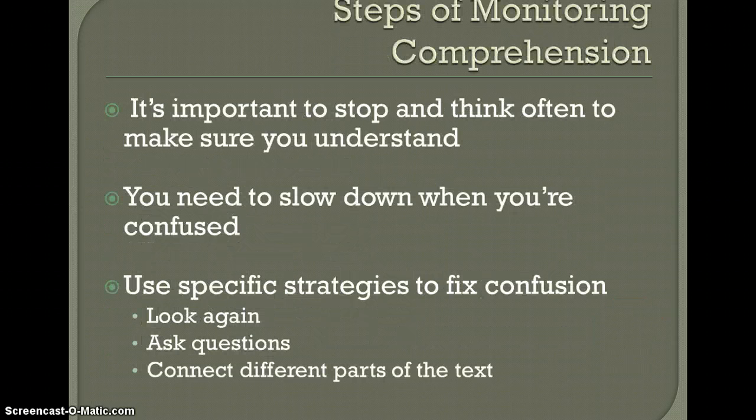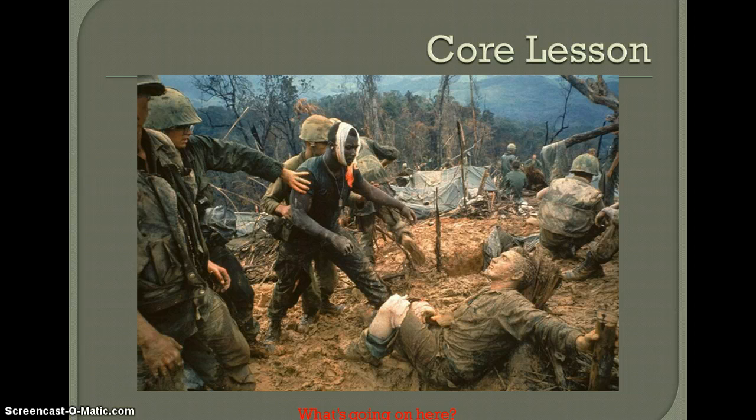When monitoring your comprehension, there are a few steps that you can take. First, remember it's important to stop and think often to make sure you understand. You also need to slow down when you're confused instead of skipping over things. And then you can use specific strategies to fix your confusion, things like looking again or asking questions or connecting different parts of the text because the whole and its parts work together. There are more of these fix-it strategies, but these are the ones I'm going to highlight in this lesson. So let's look now at the core lesson.